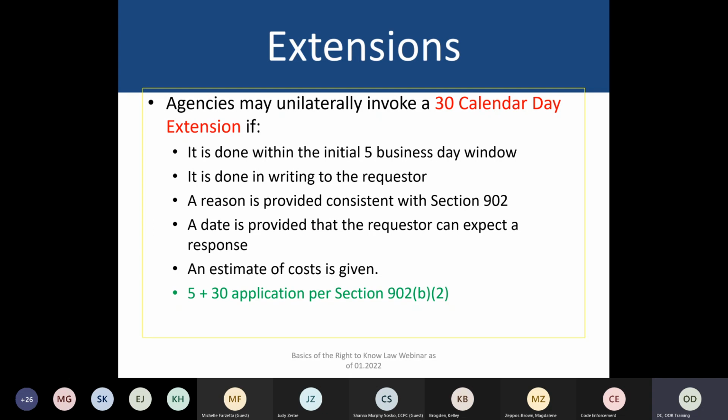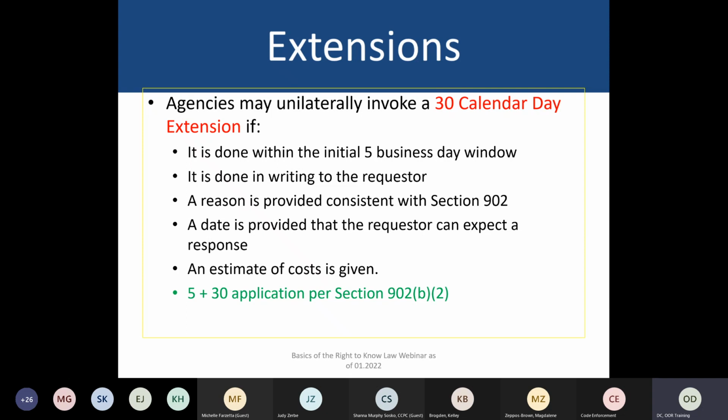Then you provide an estimate of any costs that the requester can expect to incur. And it is just an estimate. It's not a hard quote, so it can be a little higher or a little lower. You settle up on the exact amount when it comes time to actually provide the records. So you've got the 5 business days, and then the 30 calendar days get tacked on to the end of those 5 business days as your response period.